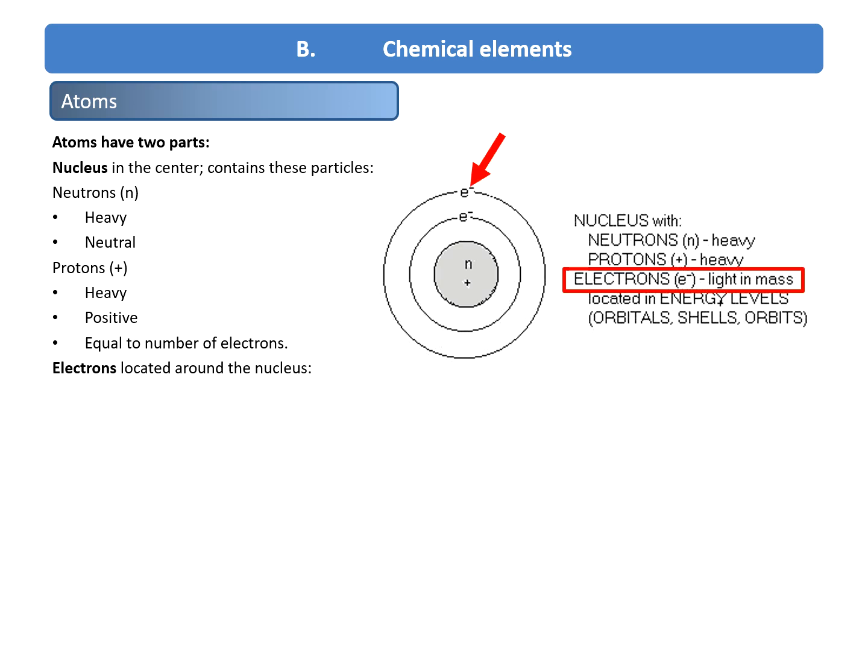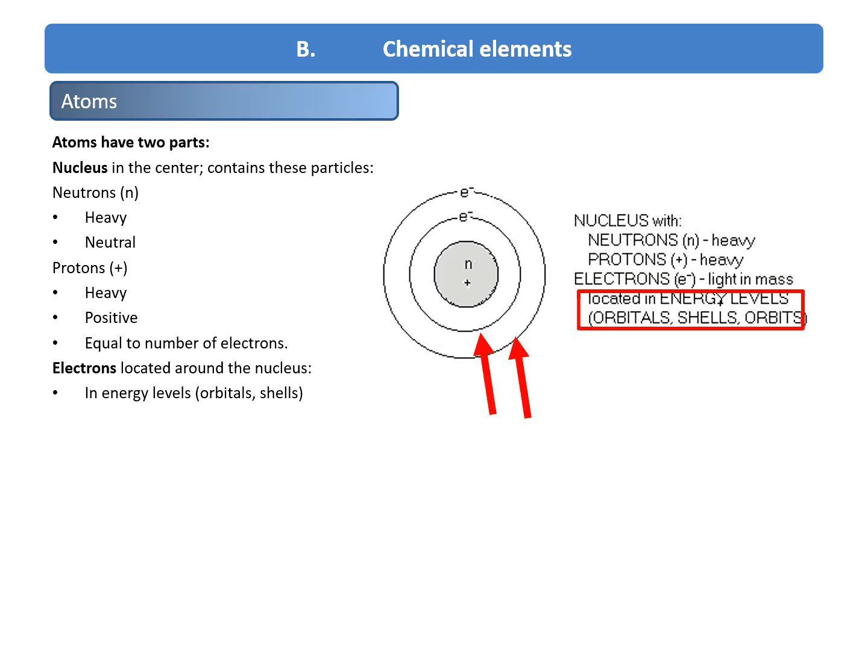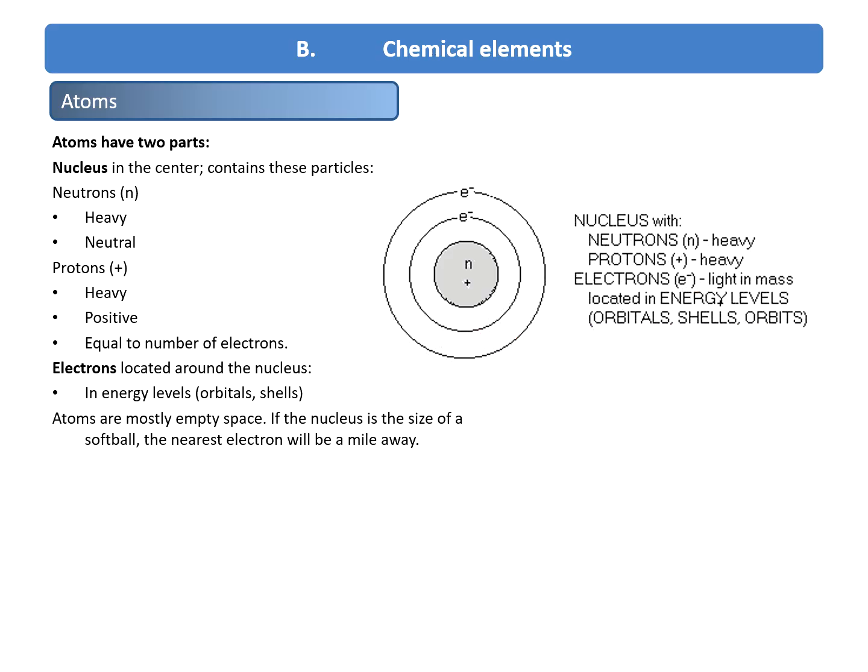Electrons are located around the nucleus. They're located in what I like to call energy levels. They're also referred to as orbitals, shells, or orbits. Atoms are mostly empty space. If the nucleus is the size of a softball, the nearest electron will be a mile away.